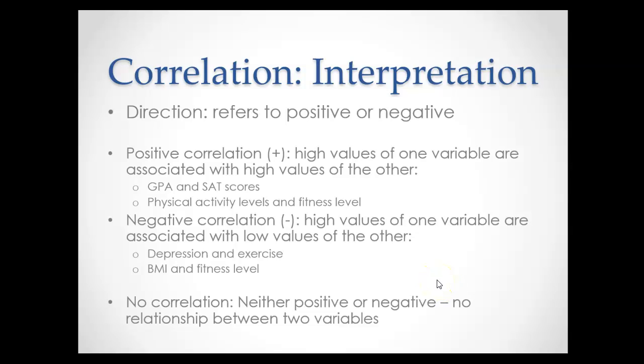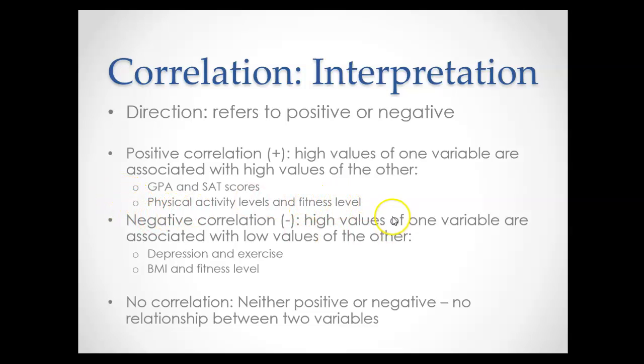So that was strength. Now direction. Direction refers to just positive or negative. With positive correlations, high values of one variable are associated with high values of the other. So for example, GPA and SAT scores. Usually if someone's GPA is high, their SAT scores are high. Physical activity levels and also physical fitness levels. So if somebody's more active, generally their fitness levels are higher.